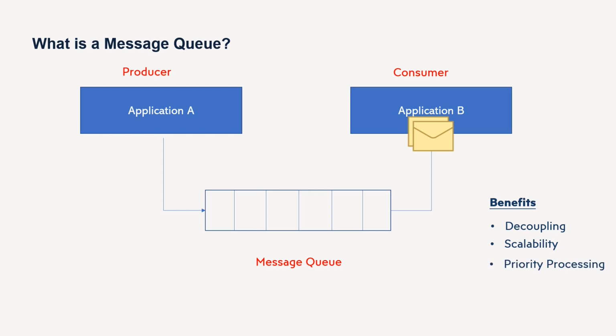And then suppose there are many messages in the queue, but you want to process some messages as a priority. Then you can assign a priority to those messages, and they can be processed immediately.